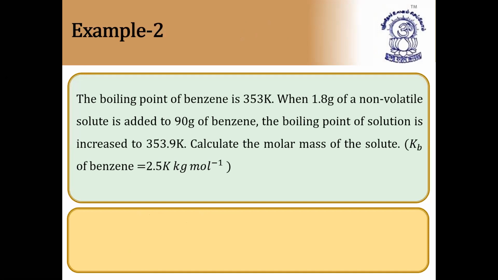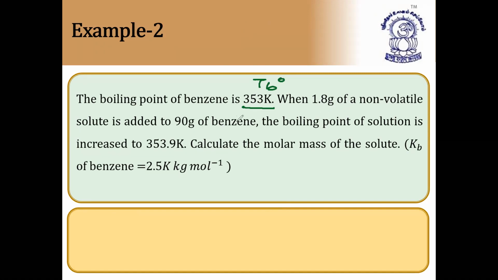Numerical based on this. The boiling point of benzene is 353 kelvins when 1.8 grams of non-volatile solute is added to 90 grams of benzene. So the actual boiling point of benzene is 353 kelvins, that is TB naught. I'm writing here what is given. Whenever you are solving a numerical, first write what is given there itself. So TB naught is equal to 353 kelvins, and the weight of solvent is equal to 90 grams.